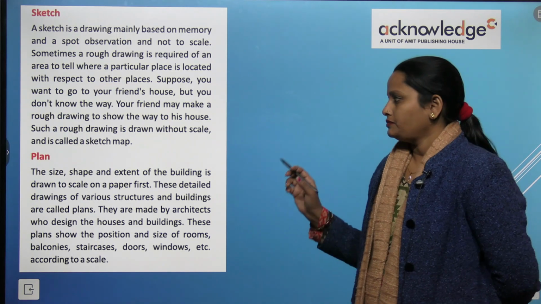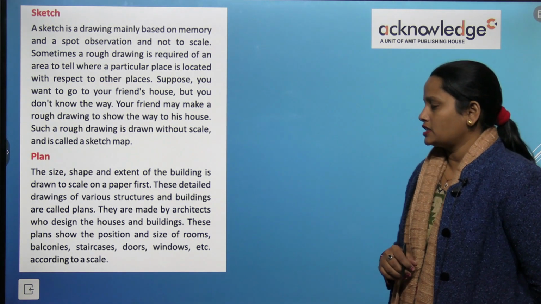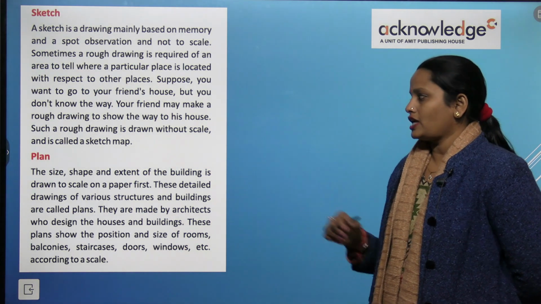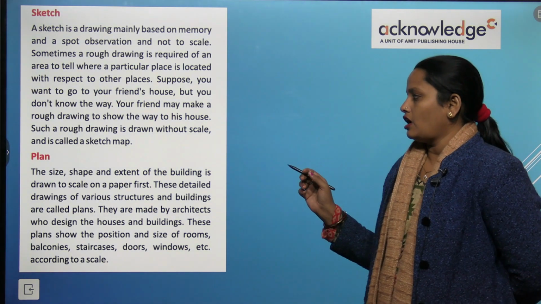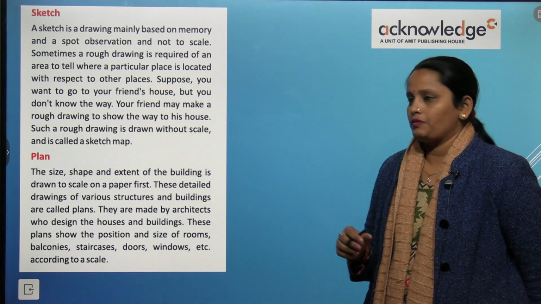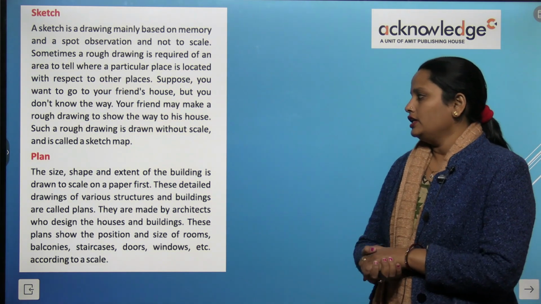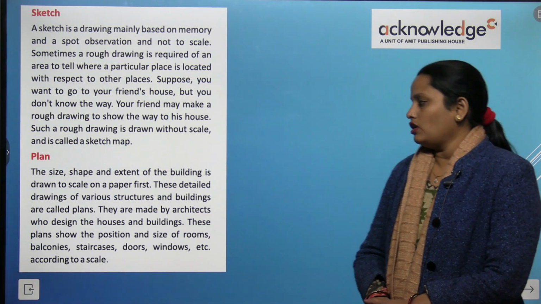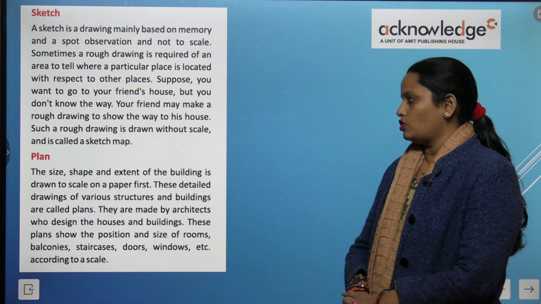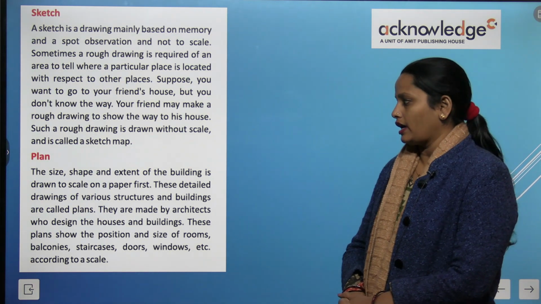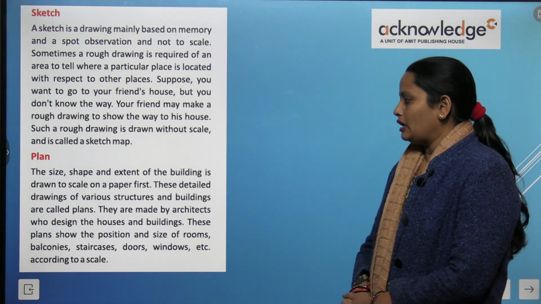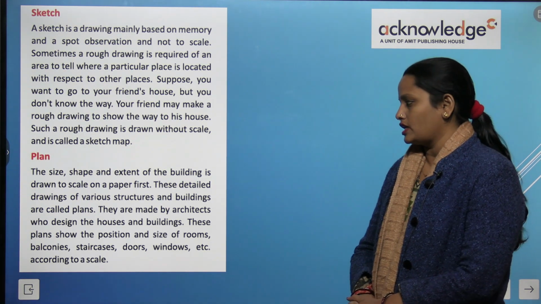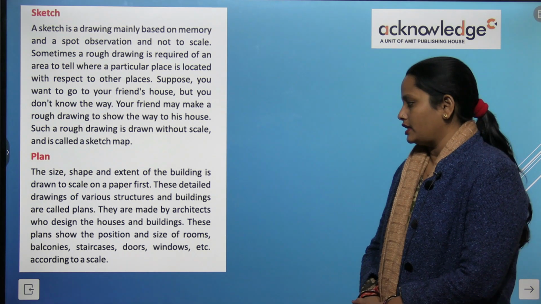Next is the plan. The size, shape and extent of the building is drawn to scale on the paper. So जो size है, shape है, ये किसी building की, ये पेपर के ऊपर draw किया जाता है. And these detailed drawings of various structures and buildings are called plans. और इन्हीं detailed drawings को हम buildings को क्या कहते हैं, plan कहते हैं. They are made by architects who design the house. ये architects बनाते हैं जो house को design करते हैं और buildings को design करते हैं.